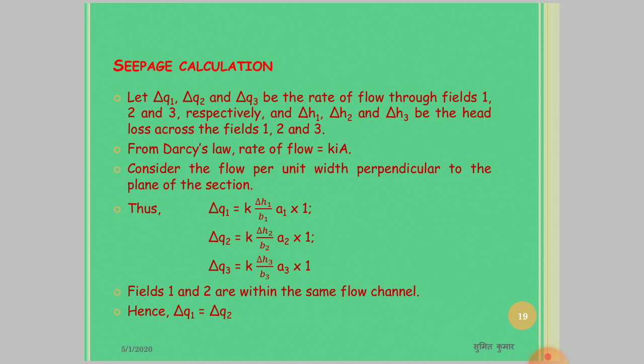Let del Q1, del Q2 and del Q3 be the rate of flow through field 1, 2 and 3 respectively, and del H1, del H2 and del H3 be the head loss across the fields 1, 2 and 3. Consider the width of the flow field perpendicular to the plane as unity. From Darcy's law we can write the rate of flow Q is equal to KIA. Substituting the value of I and A in the equation, we get del Q1, del Q2 and del Q3 as written here.